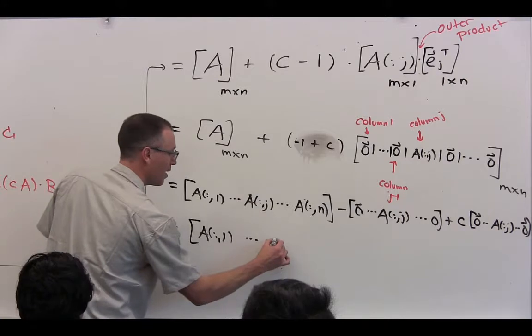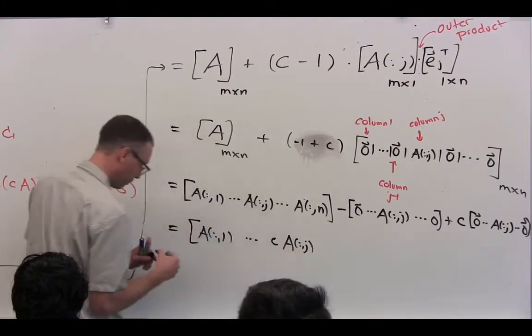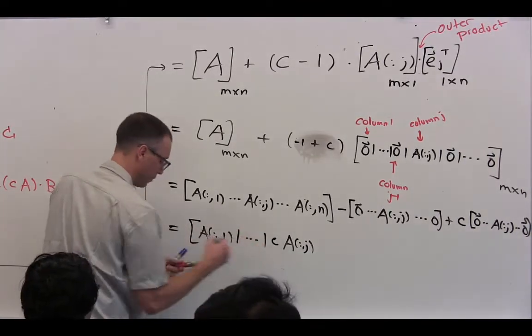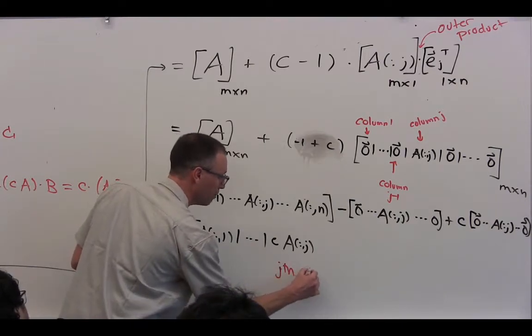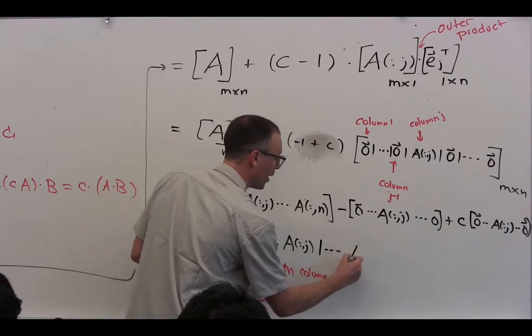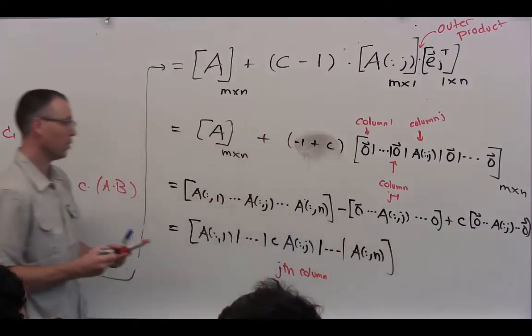1, C times the original jth column, and that's going to be in the jth position. So this is going to be what we call the jth column. And then all the way down to the last column of my original matrix, which was A_n.